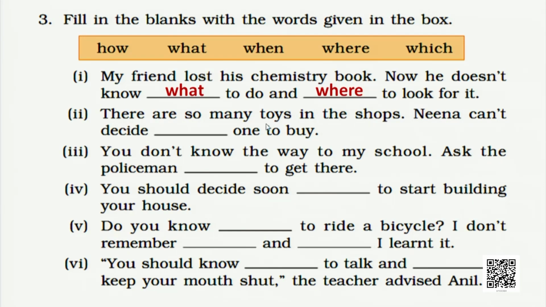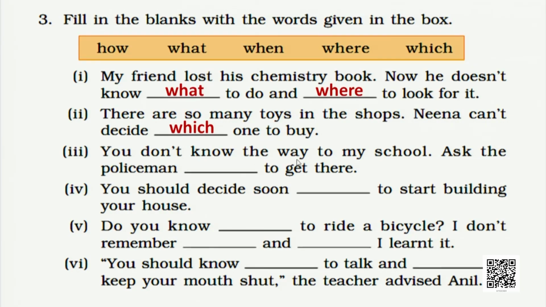There are so many toys in the shop, Nina can't decide ___ one to buy. So here there is an option which she has to take. So what can be the word that can be put here? Yes, the answer is which. There are so many toys in the shop, Nina can't decide which one to buy.